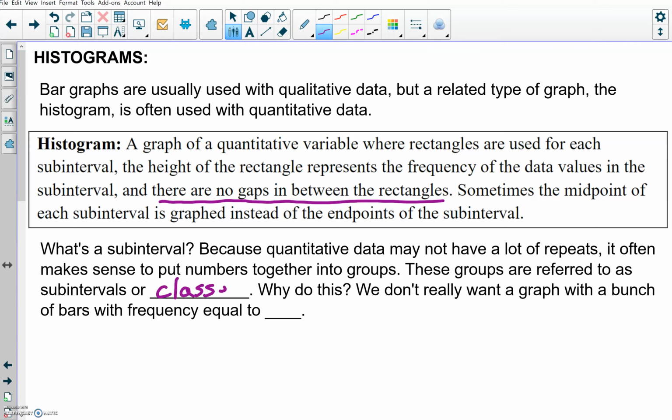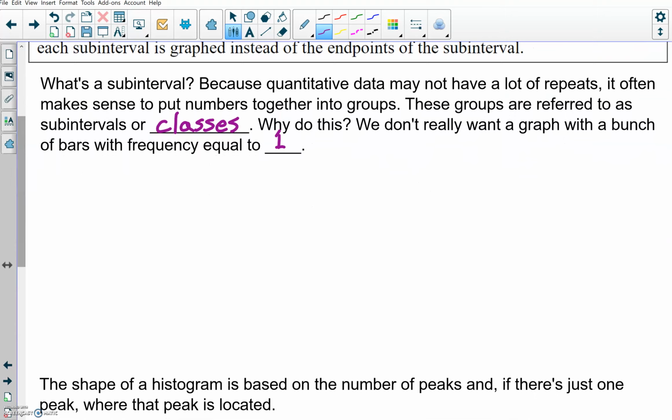You may even see it called bins in another class. So why do this? Well, you don't really want a graph with a bunch of bars with frequency equal to 1. It's not going to be very descriptive if you just saw a graph and everything was one height. It's like, yeah, okay, great. But if you start lumping them together, and there is a little bit of an art form to this, you might have to form your classes or your subintervals multiple times before you really get a graph that is descriptive enough when you look at it and you think, oh yeah, okay, that's good.